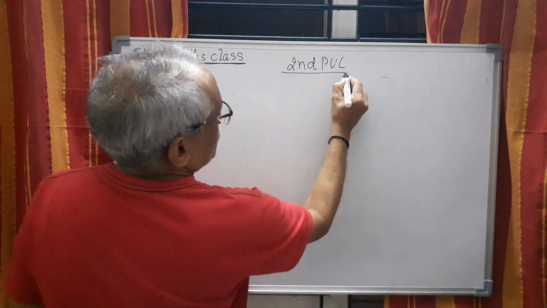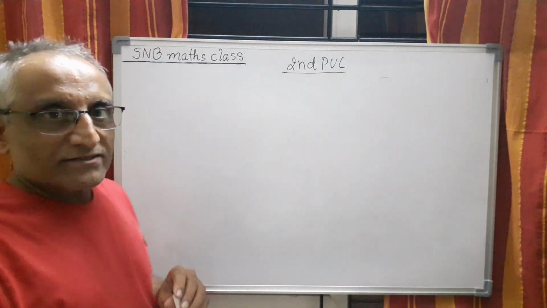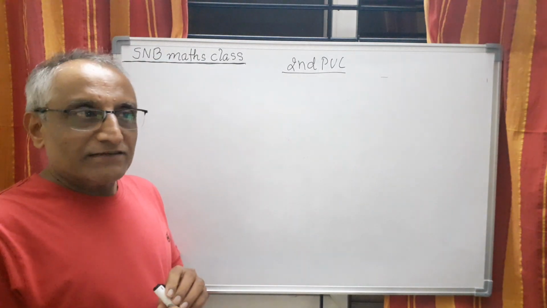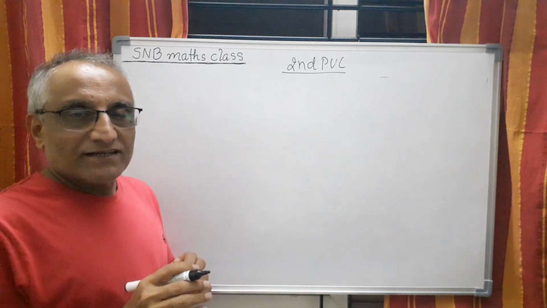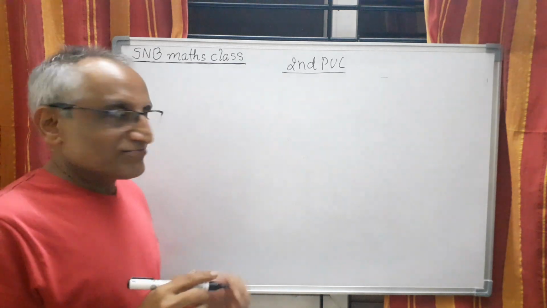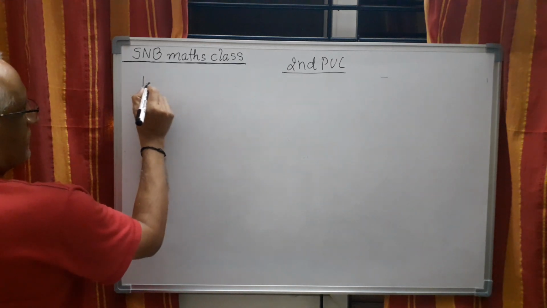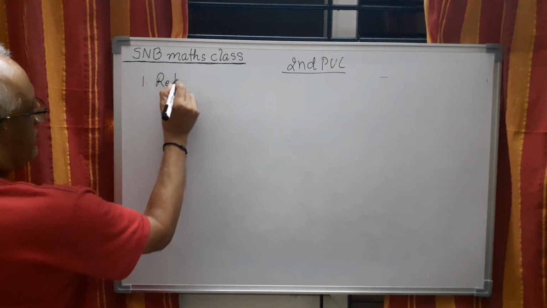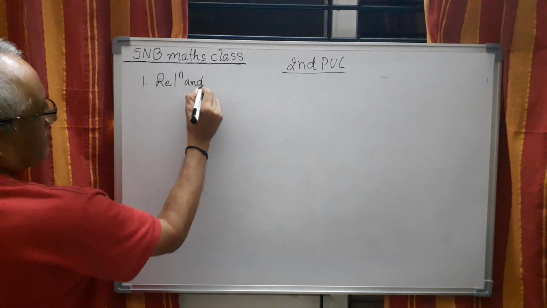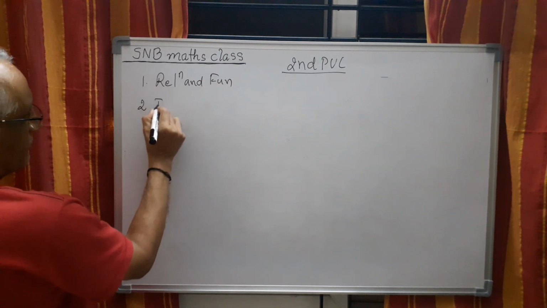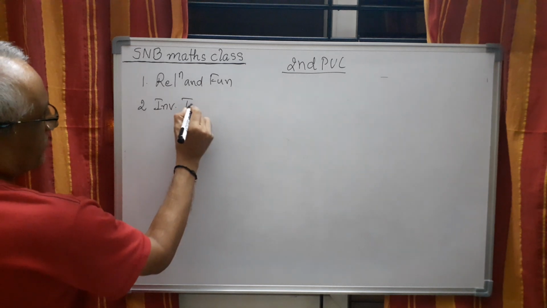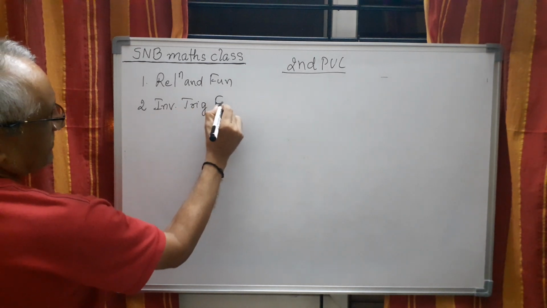In the second PUC, totally there are 13 chapters. In the first lesson, let me give you a brief idea about the syllabus and how I go about it. The first chapter is relations and functions. This is the first chapter. Second chapter is inverse trigonometric functions.